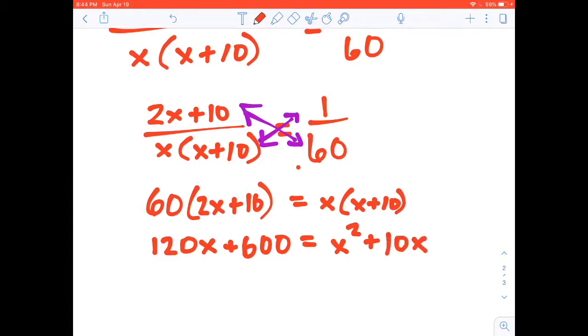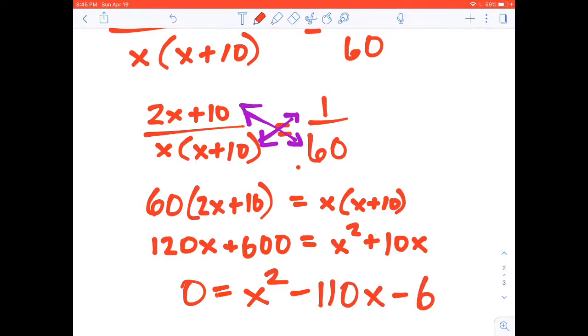Get our like terms all onto the same side, so it doesn't matter if we bring it to the right side or to the left side, as long as they're on the same side. So when we do that, we get x is equal to x squared minus 110x. And then we try to solve this quadratic that we have at the bottom.